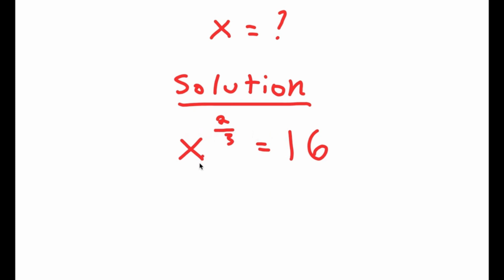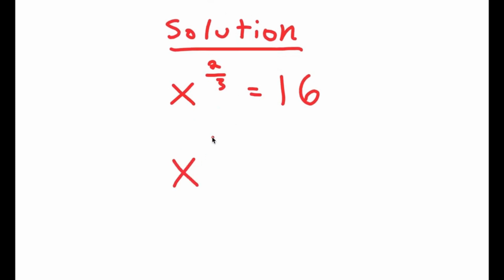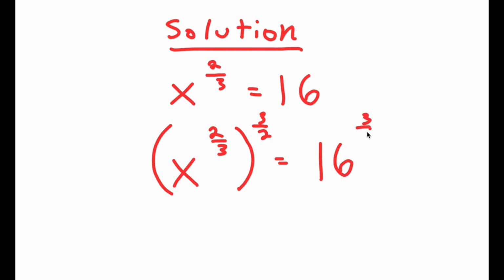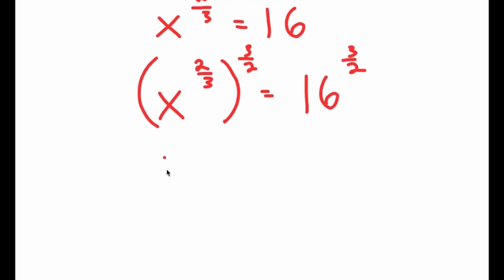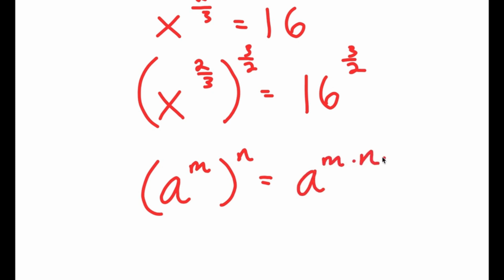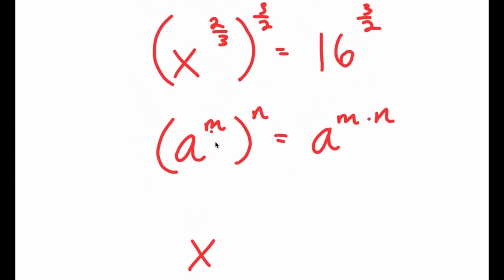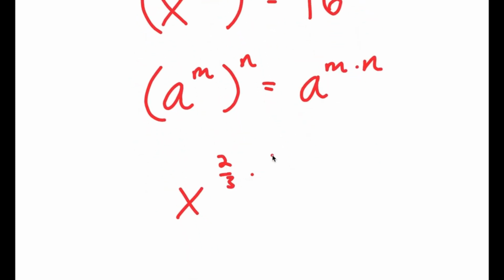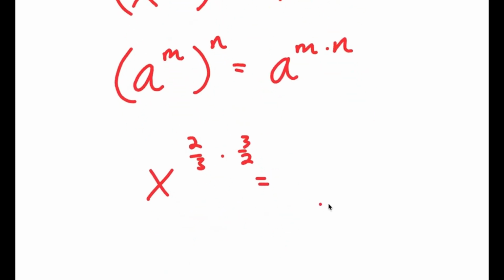And what I'm first going to do is take the power of 3 over 2 on both sides. So now I have x to the power of 2 over 3, to the power of 3 over 2, is equal to 16 to the power of 3 over 2. And now if I have something in the form a to the power of m to the power of n, this is equal to a to the power of m times n. So x to the power of 2 over 3 to the power of 3 over 2 is the same thing as x to the power of 2 over 3 times 3 over 2. And this is equal to 16 to the power of 3 over 2.